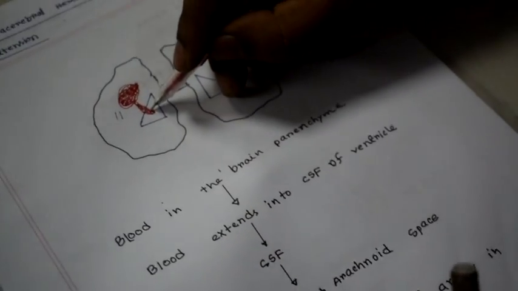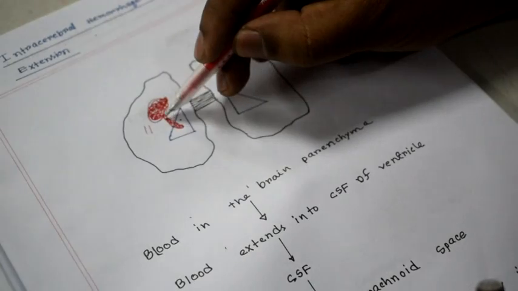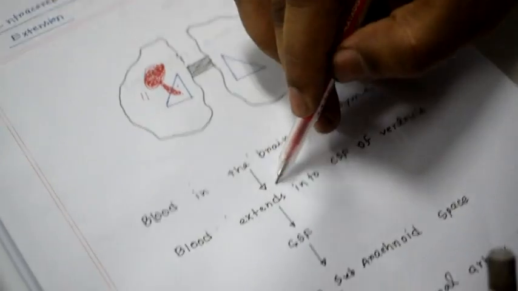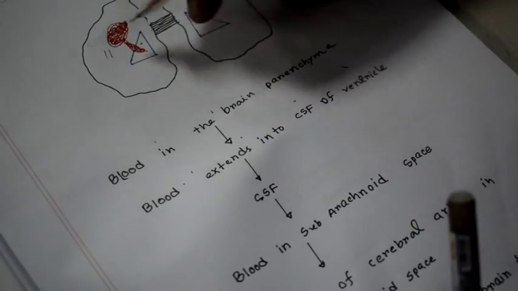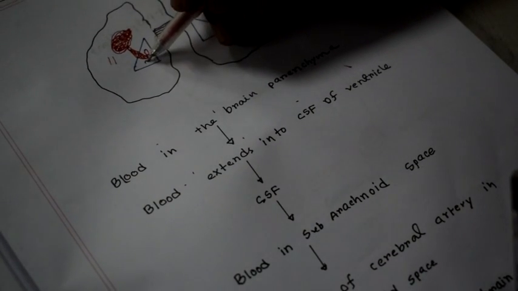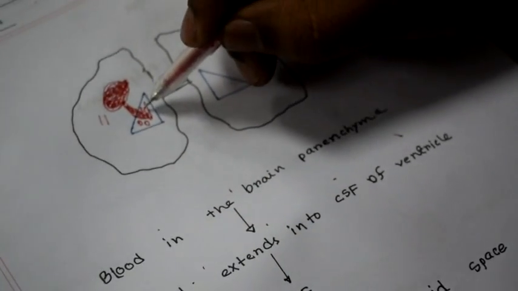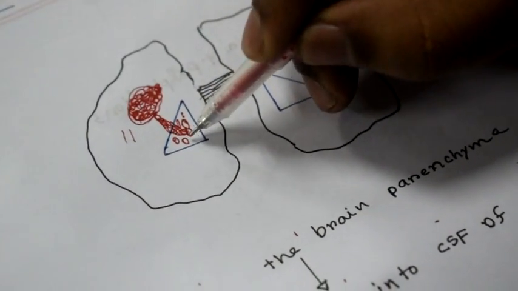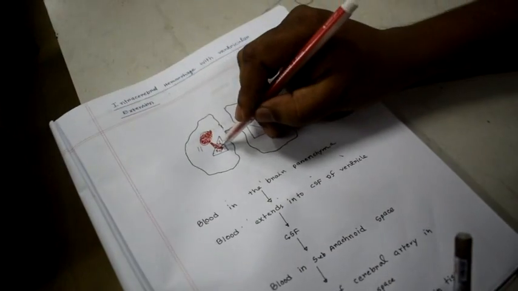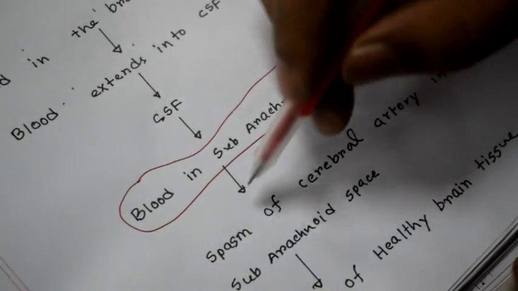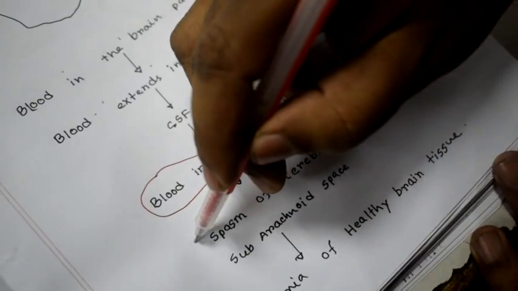In the ventricle, there is CSF. So when blood from the brain parenchyma extends into the ventricle, we can tell that blood extends into the CSF of the ventricle. This ventricular CSF has connection with the CSF of the subarachnoid space. So when blood comes into the CSF of the ventricle, through this cerebrospinal fluid, this blood goes into the subarachnoid space. And when blood is in the subarachnoid space, the same thing happens as in subarachnoid hemorrhage.